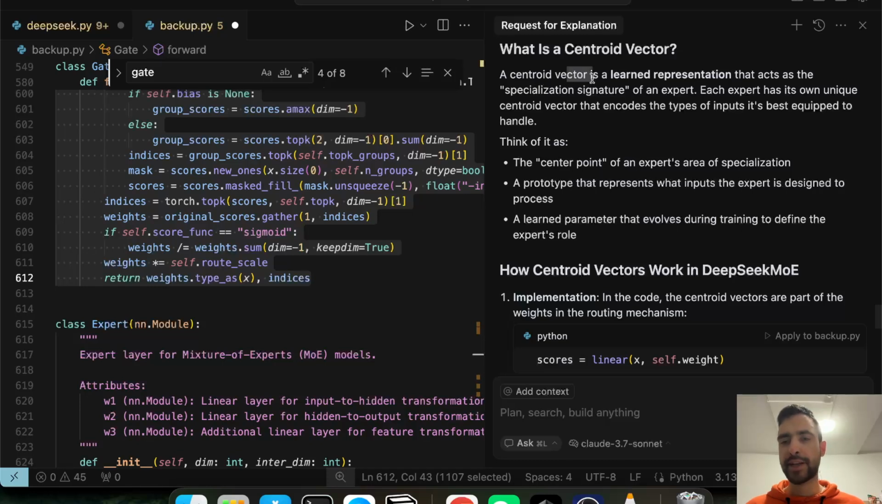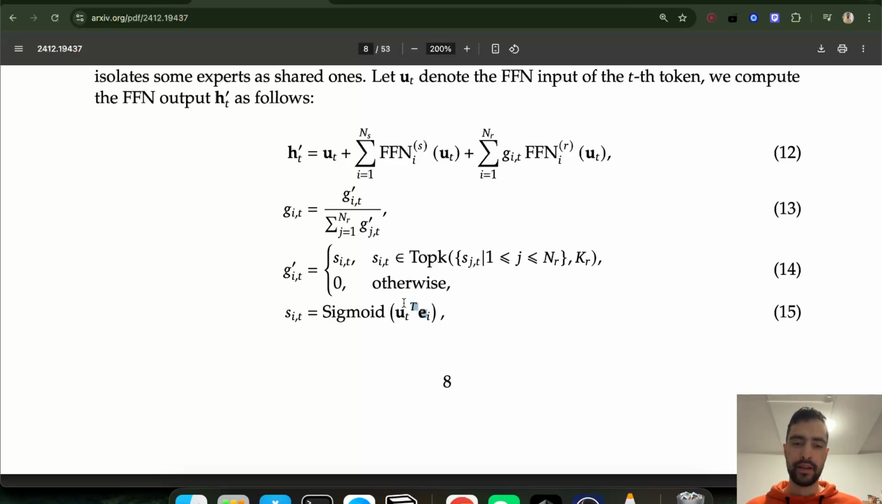So a centroid vector is a learned representation that acts as the specialization signature of an expert. Each expert has its own unique centroid vector that encodes the type of input it's best equipped to handle. This is a learned set of weights that shows what this expert is good for handling. And so we multiply that with the transposed input vector to get some dot product. Then sigmoid will convert it to between 0 and 1.